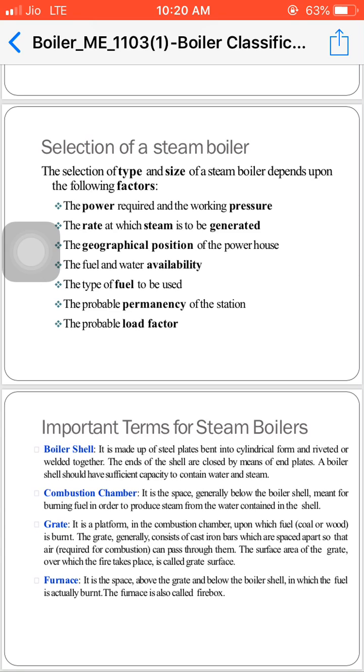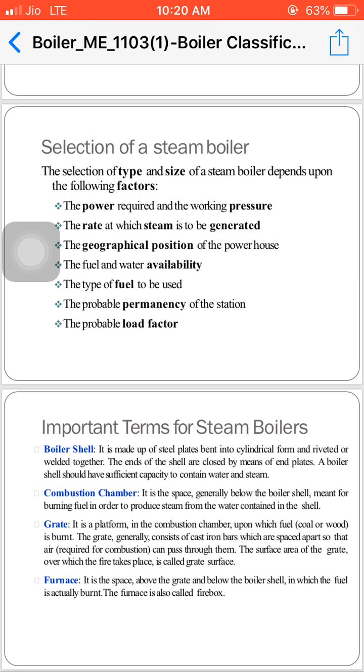Next term is combustion chamber. Combustion chamber is the space generally below the boiler shell meant for burning fuel in order to produce steam from the water contained in the shell. Third one is the grate. It is a platform in the combustion chamber upon which fuel, meaning coal or wood, is to be burned.